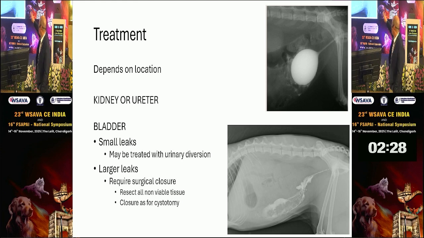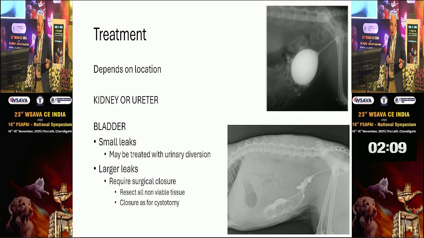So if it's a very small leak up the top here, and every time you do a cystocentesis you will get a bit of leakage, you may just place an indwelling urinary catheter and give it a little bit of time to seal on its own. But if you're seeing, like at the bottom here, actual leakage on these radiographs, then you will need to go in surgically.